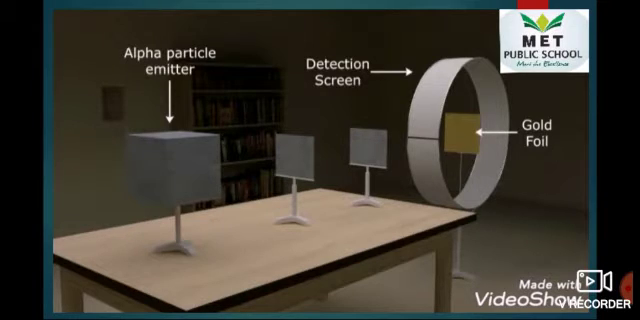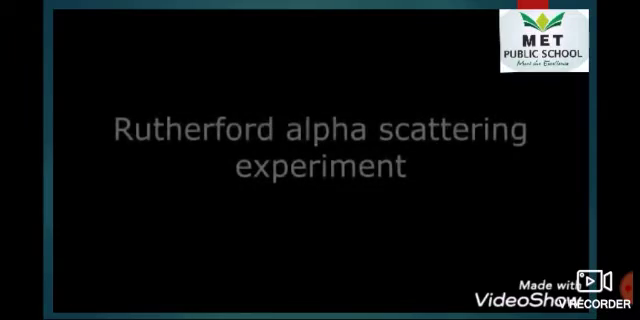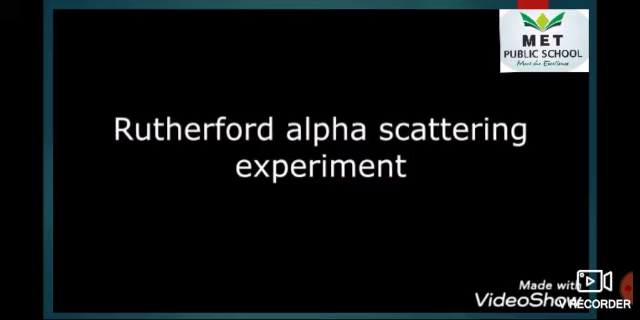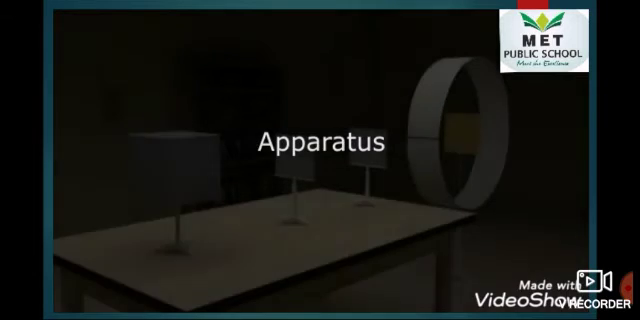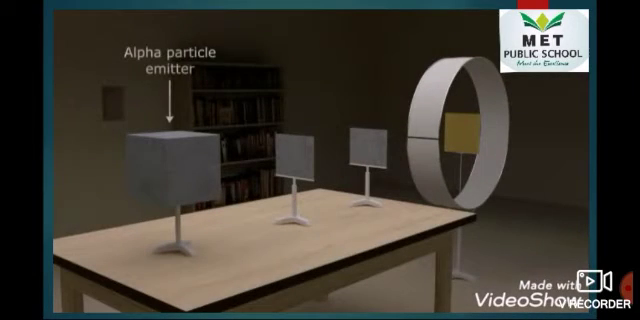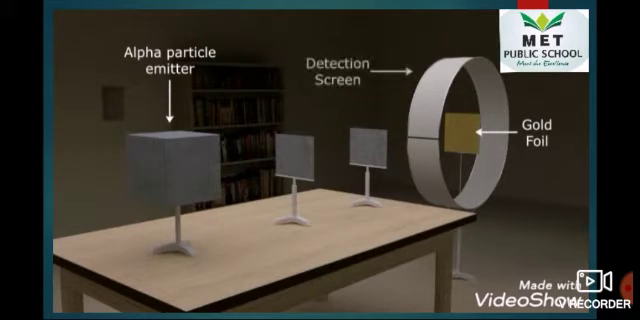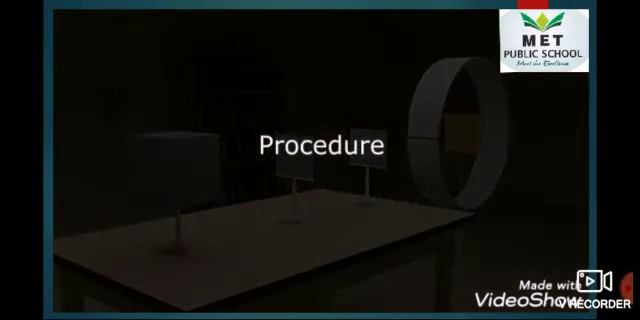Here you can see the alpha particle emitter, detection screen and gold foil. This is the Rutherford experiment procedure. He conducted an experiment where he bombarded alpha particles on a thin sheet of gold foil. In this experiment, an atom consists of a positively charged nucleus which is surrounded by electrons moving around it.